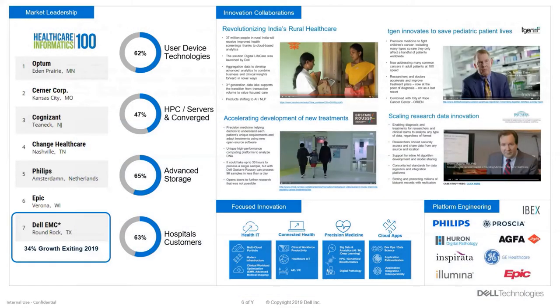Just to give you an overview of our business, on the market leadership side, this is the Healthcare Informatics 100. At HIMSS it will be announced as the Healthcare Innovation 100. The key measurement for the status and the ranking in it is by revenue. And Dell EMC is down at number 7 out of 100. We've been in the top 15 for the last couple of years, and we've moved up quite a bit. We've got more than 30% revenue growth exiting 2019, and I don't want to jinx us, but we believe we'll be up in the 5 or 6 area.